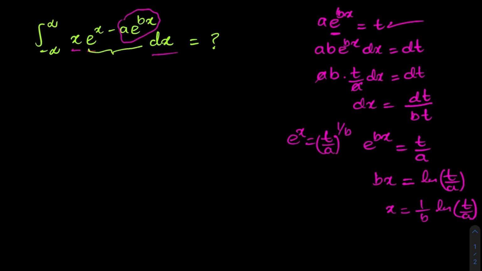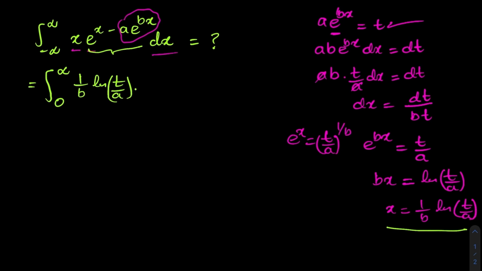Okay, then we can plug in here. We know for the lower limit, when x approaches minus infinity, t approaches 0. Also for the upper limit, x approaches infinity, t also approaches infinity. Then here we have x, we know 1 over b natural log of t over a.